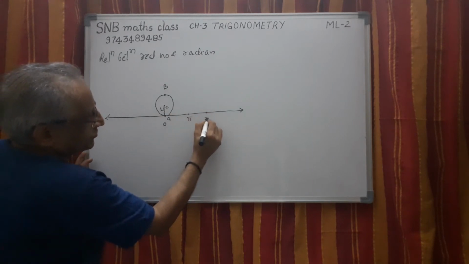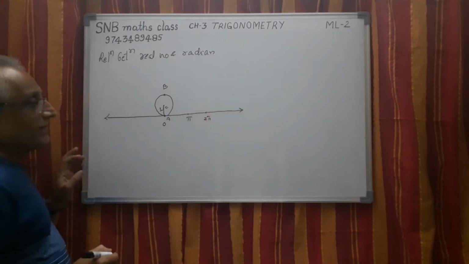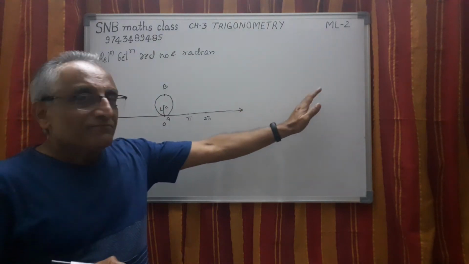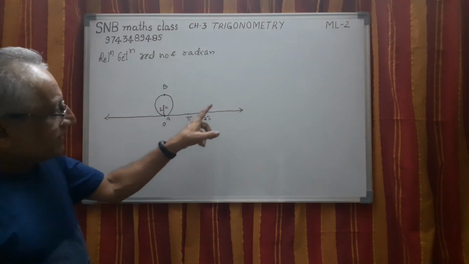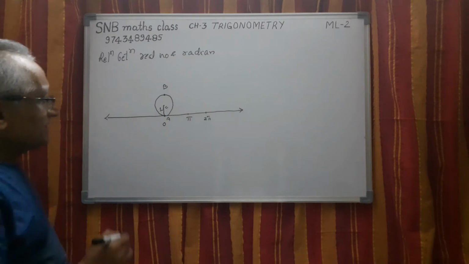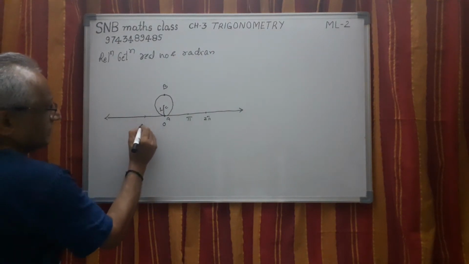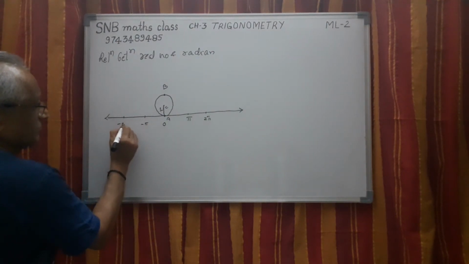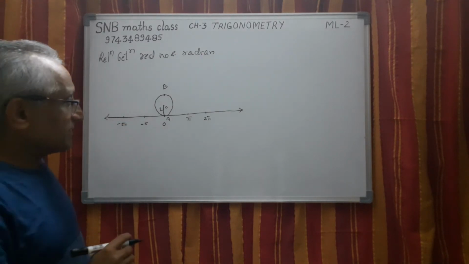So this becomes 2 pi. Like this, I can mark on the number line pi, 2 pi, etc. This is one thing. Similarly, I can also mark minus pi, minus 2 pi. This is a very useful result actually.